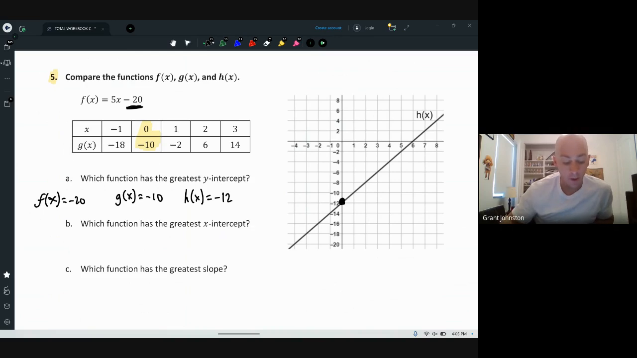So which one is the greatest? Well, the greatest out of those numbers, they're all in the negatives. -20 is less than all those. -12 would be the second smallest. -10 is the greatest. So g of x has the greatest y-intercept.